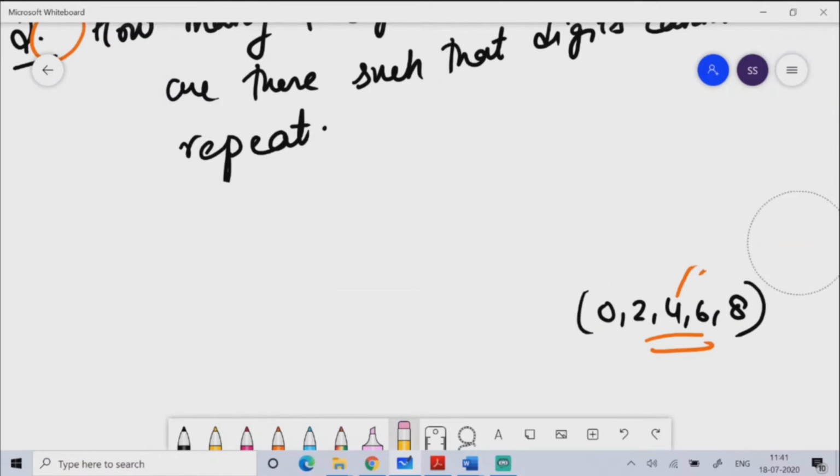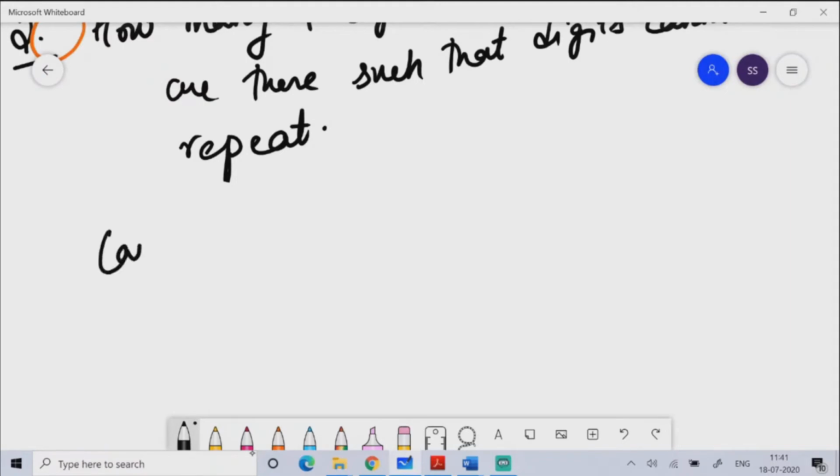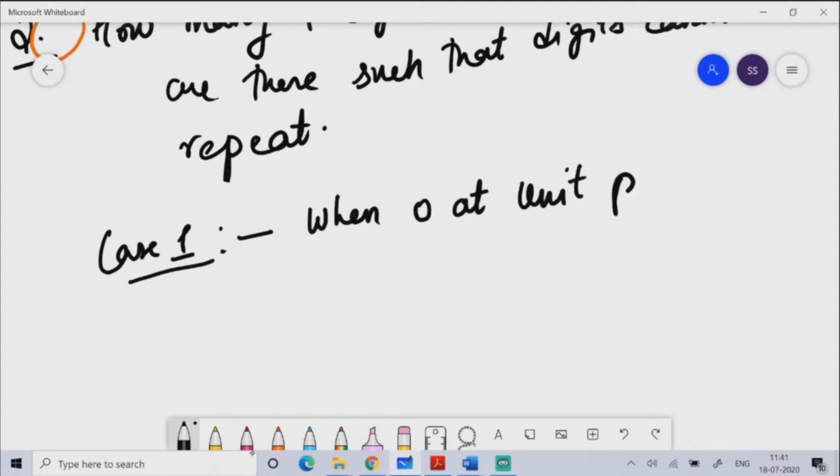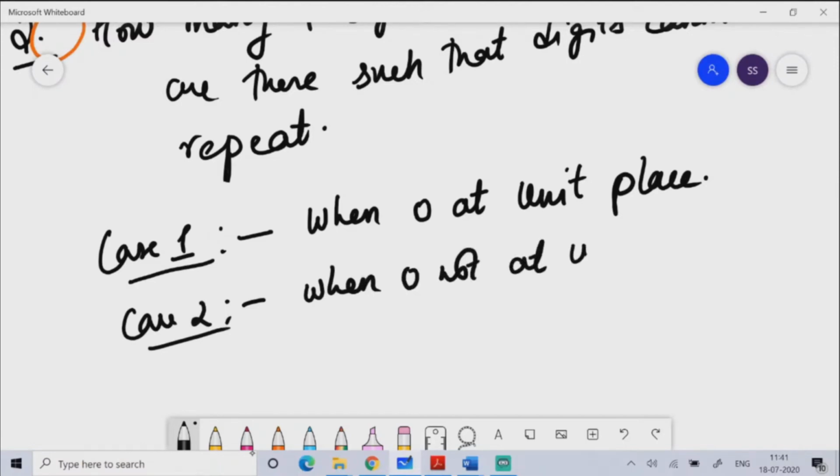In order to do this problem we'll solve it by developing two cases. First case, when 0 is at the unit place. Case 2, when 0 is not at the unit place. I just wanted to teach you the application of the addition rule. Why can we not use the multiplication rule here? Because we cannot do the problem together, as I just explained. So you will develop two cases: when 0 is at the unit place, and when 0 is not at the unit place.